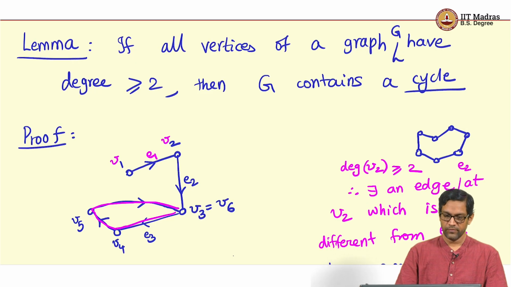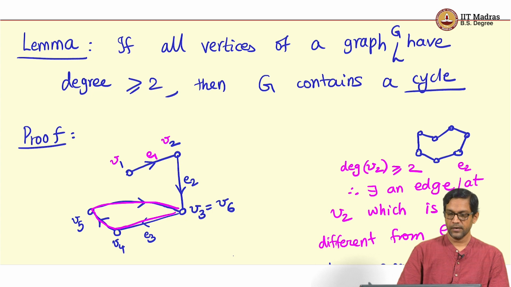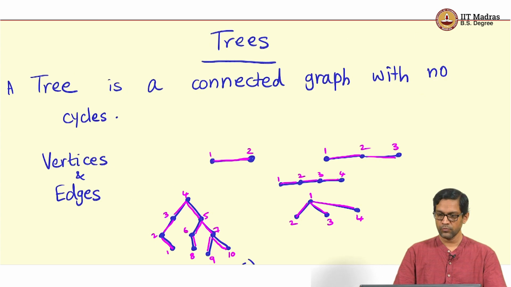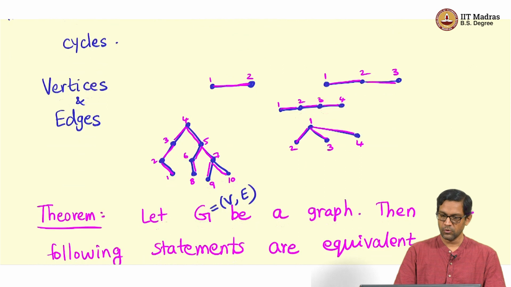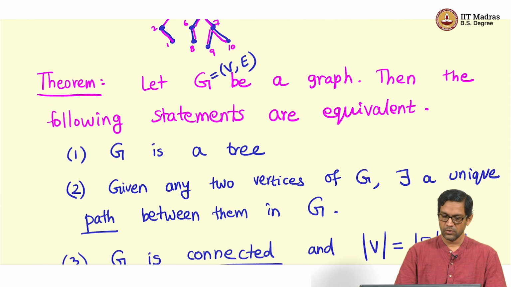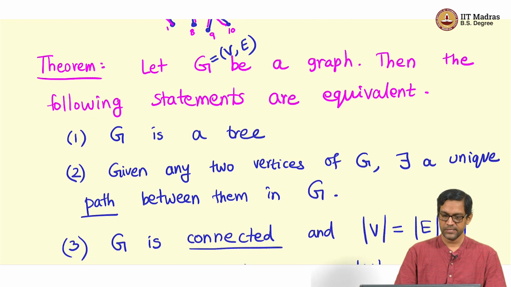Okay, so now we have proved this lemma which states that if all vertices of a graph have degree at least 2, then G contains a cycle. And now we will use this to prove the main theorem about trees, the characterization of trees that we talked about. So the following statements are equivalent.